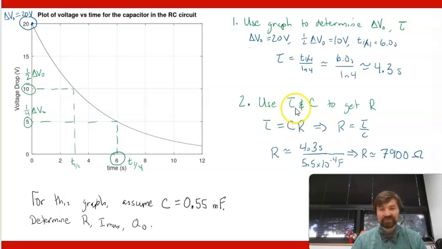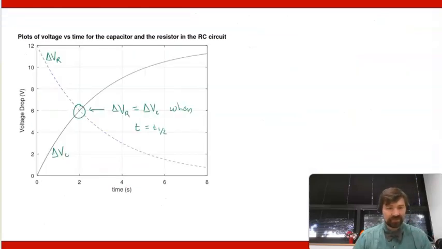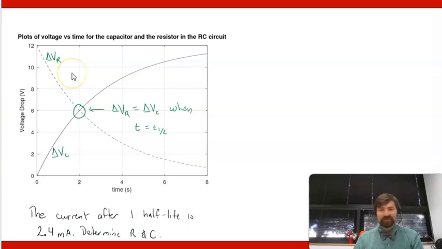So originally the second step is use tau and C to get R, or use tau and R to get C. Your new second step, it's like an intermediate step to step 2, would be, for example, use the voltage graph and that current value and Ohm's law to get a value for R. So what that might look like is this. Let's say that you have this graph right here, and you're told that the current after one half-life is 2.4 milliamps. And so now you got to determine R and C.